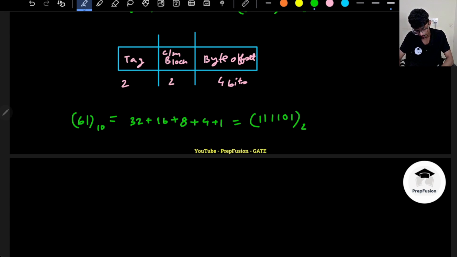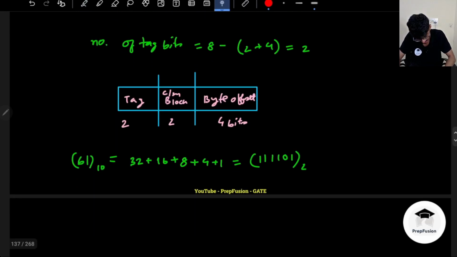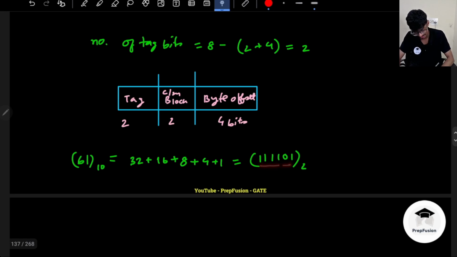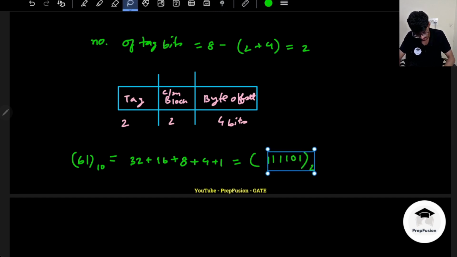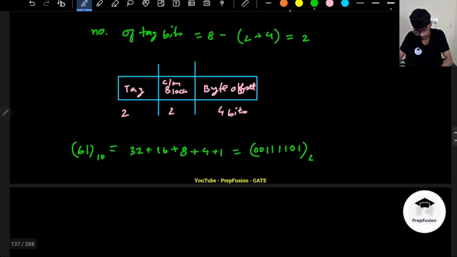So this is my binary equivalent. But remember, my address is 8 bits long. So what is it currently? Currently it is 4 plus 2, that is 6. I will need to append 2 more bits. So overall it will be 8 bits.